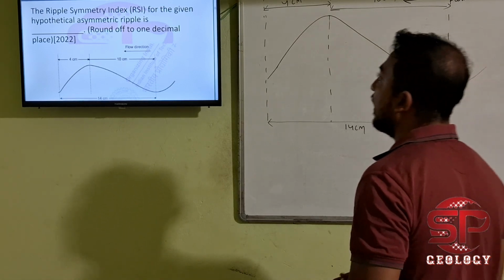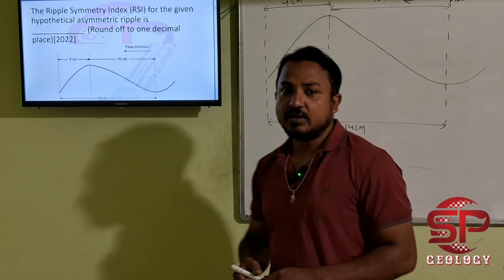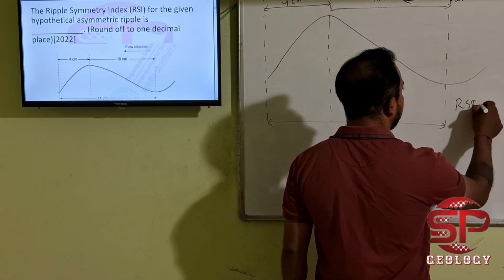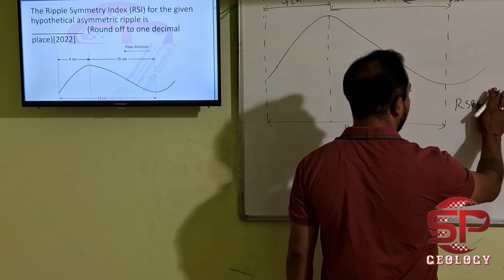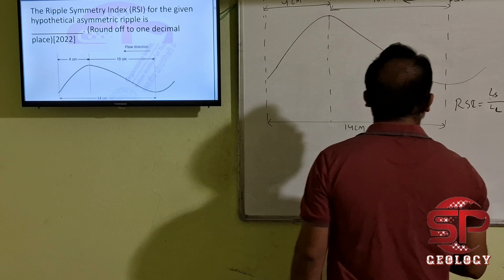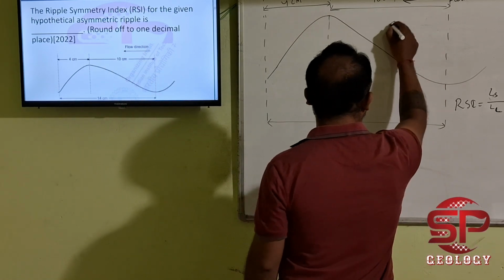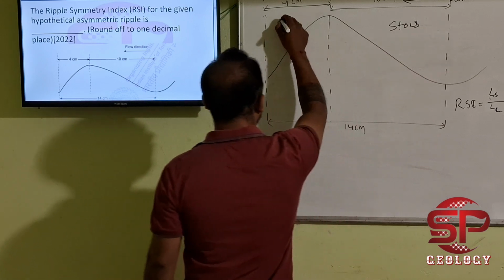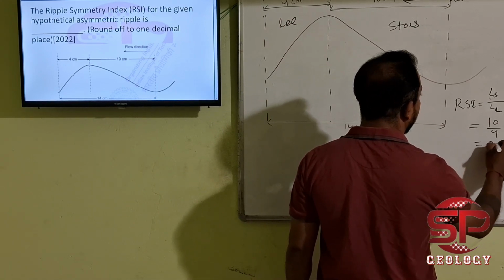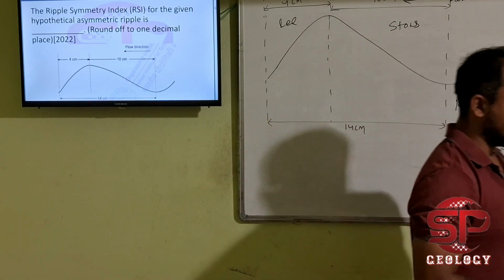The ripple symmetry index for the given hypothetical asymmetrical ripple. The ripple symmetry index is calculated as the length of the stoss side divided by the length of the lee side. Here the flow direction is given, so this one will be the stoss side, this one will be the lee side. So simple, 10 by 4, it will be 2.5.